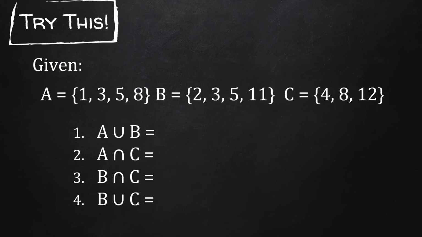Now it's your turn to answer. Given these sets A, B, and C, find A union B, A intersection C, B intersection C, and B union C. I'll give you 10 seconds, or you may pause the video if you want more time.